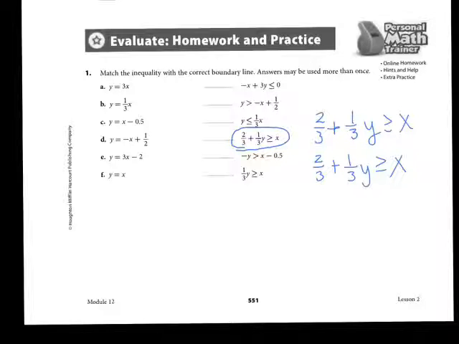Okay, so the first thing we're going to do is move the 2/3 over to the other side. Even though it's a fraction, it's okay, you can move it. So we're going to end up with 1/3 y is greater than or equal to x minus, now why did it turn into a minus? When we move a number to the opposite side, it changes signs. So it'll be minus 2/3.